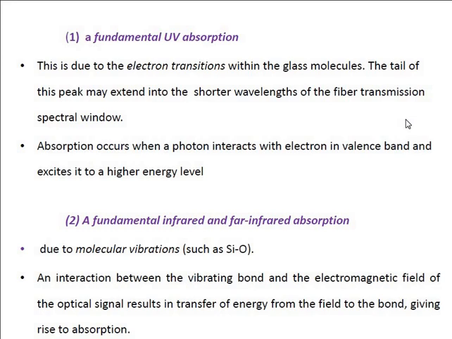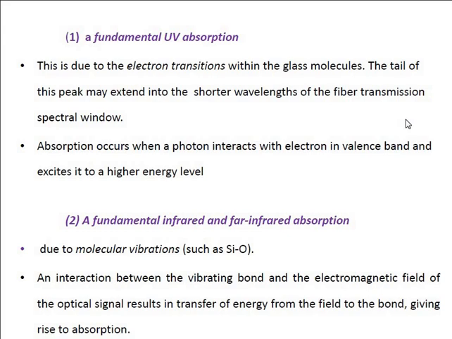This results in the fundamental UV absorption as well as the IR absorption. UV absorption also happens in the glass molecules only, due to electronic transition within the glass molecules. When does this absorption occur? When a photon interacts with an electron in the valence band, the electron is excited to a higher energy level. At that higher energy level, it is a UV ray.